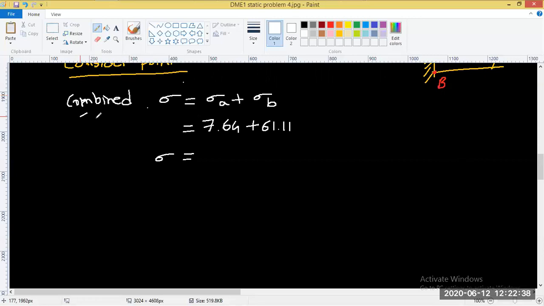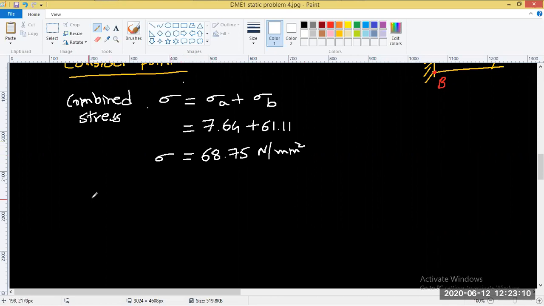So this is the combined stress. This is because of axial and bending load. So this comes to, let me calculate this, 7.64 plus 61.11. Okay, so this is amounting to 68.75 Newton per mm square. So this is the combined stress.